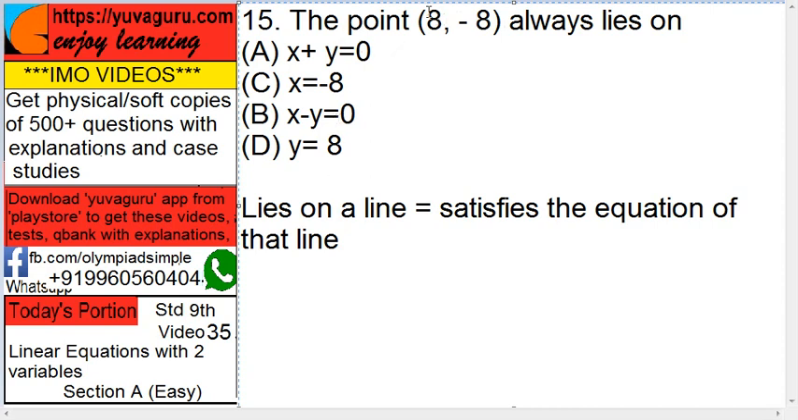Put x equals 8, y equals -8. So 8 over here, minus 8 over here, gives 0. First only we got the answer. So it satisfies the equation of x plus y equals 0. So it lies on x plus y equals 0.